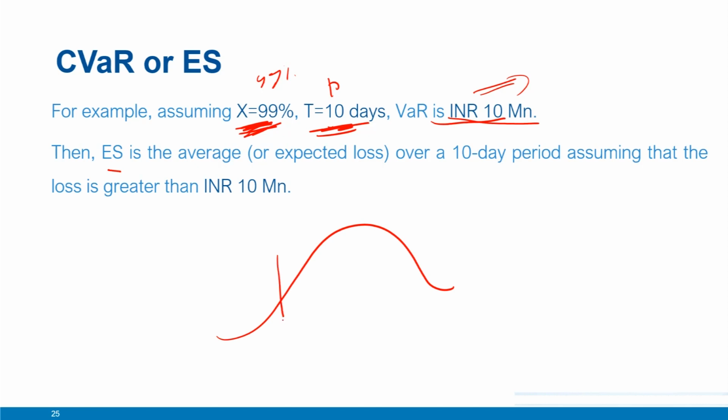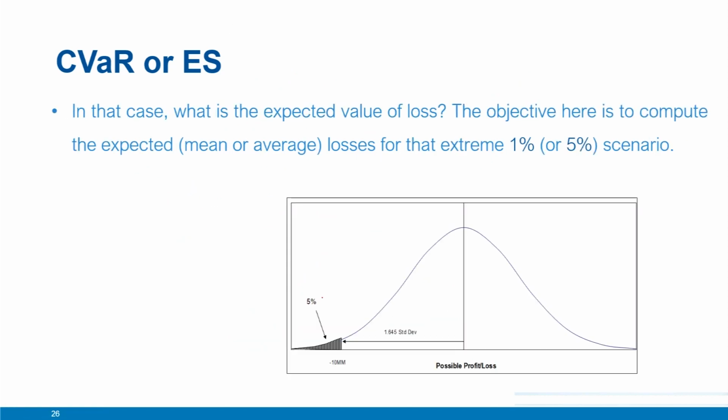So if there was this 99% cutoff, which was my VaR at 10 million, given that this 10 million level is breached and now we are in this region, what is my expected level of loss for a 10-day period, given that this loss is greater than 10 million, or this 10 million VaR level is breached? In simple terms, we have already assumed that this level is breached, we are already beyond this level, and we are already dealing with this region, and in that case, what are my expected losses?